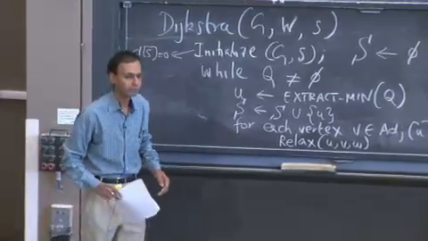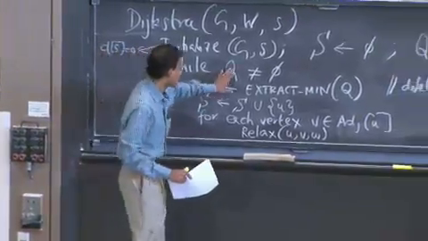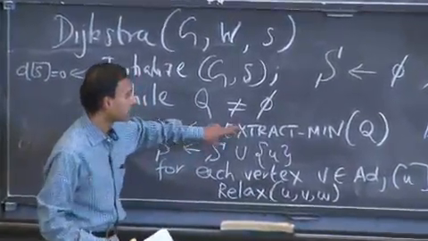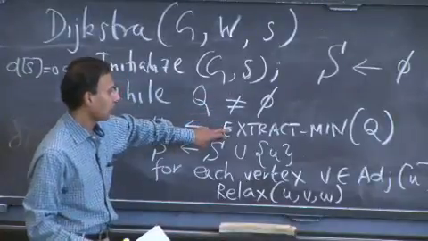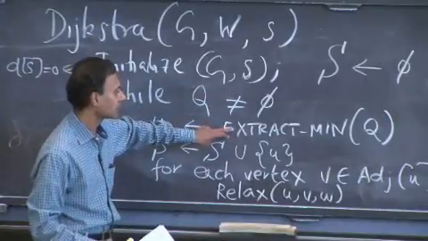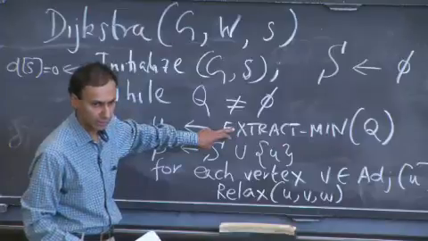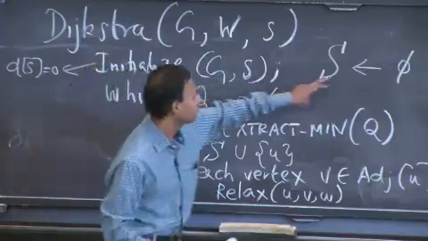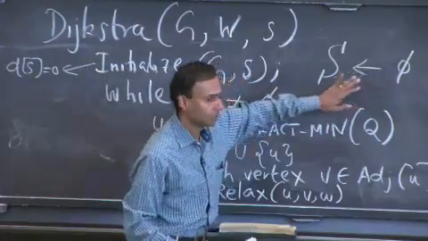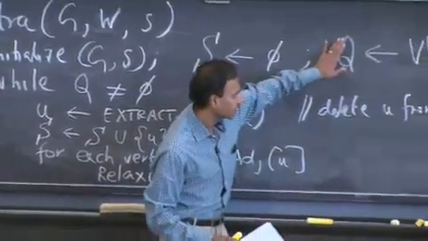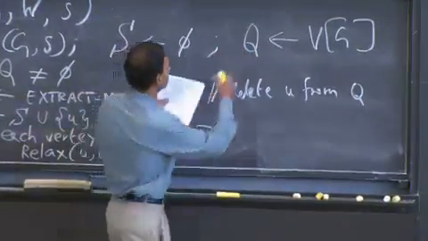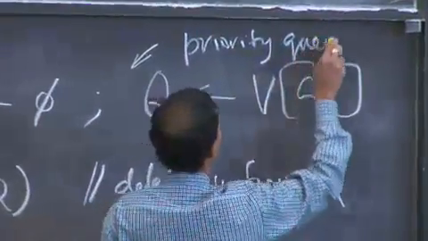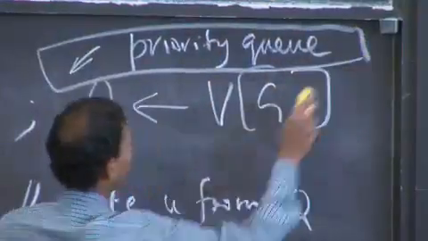Yeah? How are the vertices comparable? In what way? Oh, so that's a good question, and I should have made that clearer. The extract min is, so Q is a priority queue, and the priorities of the vertices are the d values. Okay? And so initially, this S being null is clear, I hope. And then Q being the set of vertices is clear as well. Now, Q is a priority queue. Okay. And we'll talk about how we'd implement this priority queue and the complexity of Dijkstra before we're done here.